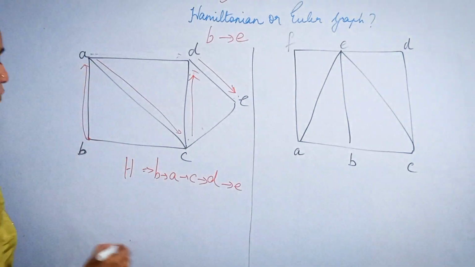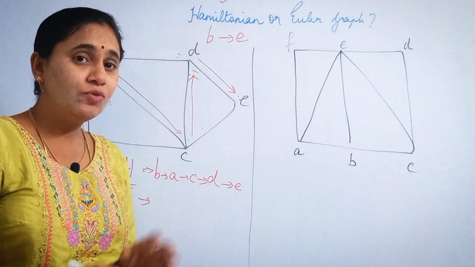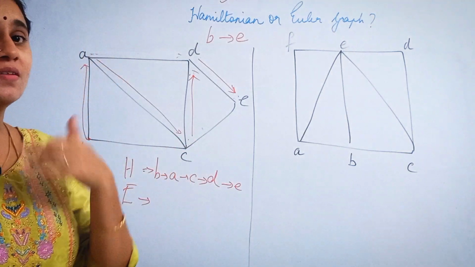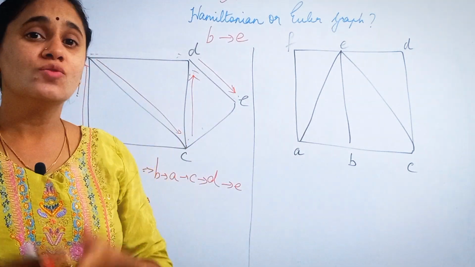Now we will go for the Euler graph. So what is a Euler graph? I must check the degree of each and every vertex. If it is even for all the vertices, it means that it is a Euler graph. So that we are going to find.